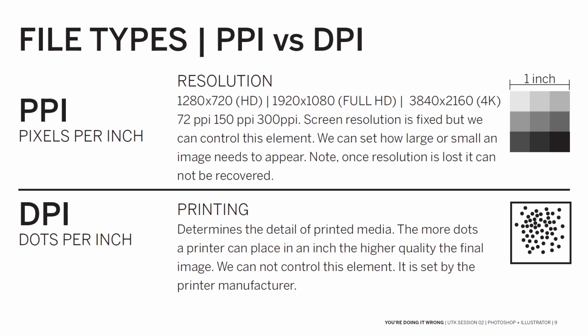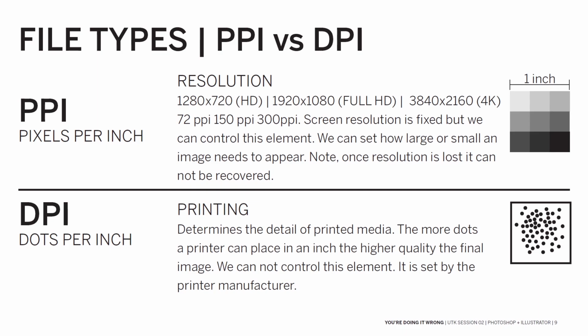Now that's different from DPI, which stands for dots per inch. That's related to printing. Every printer, in order to create an image on a piece of paper, is actually laying a series of dots that are very close together. Because they're so close together, you can't tell the difference. But if you were to take a microscope and really zoom in on your print, you'd see those little dots. The more dots you have, the higher resolution your print will be.